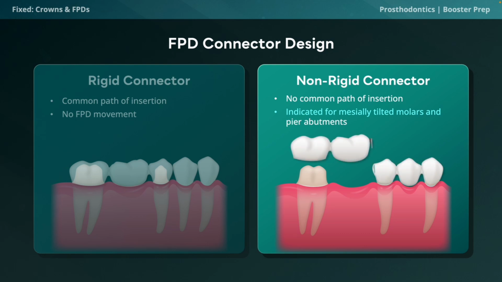A non-rigid connector is great in these situations because notice how the non-rigid connector is not one piece like the rigid one. Rather, the design features a male and female component that lock into each other. So you're able to first insert the anterior part of the FPD and then the posterior, thereby removing the need to have a common path of insertion. The presence of a pier abutment is another indication for using these non-rigid connectors, but again, the most common one for you will be the mesially tilted molar.